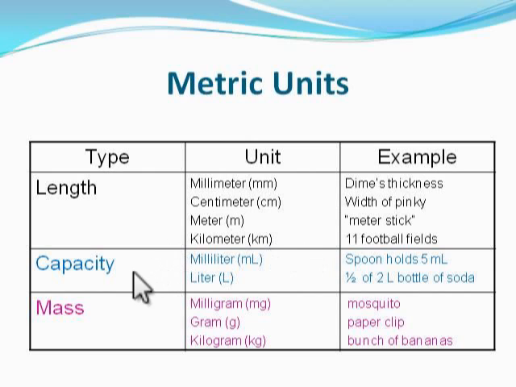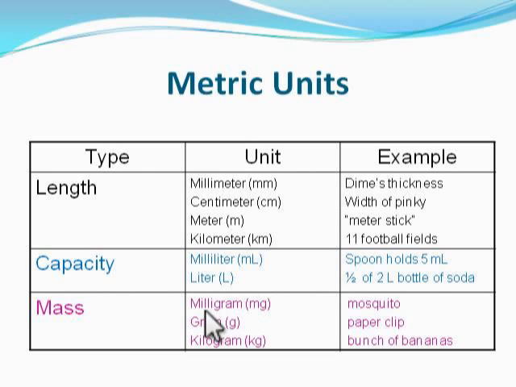Capacity is measuring liquid. We only have 2 measurements for that, milliliter and liter. A milliliter is quite small. A teaspoon is 5 milliliters. So 1 milliliter would only be about 1/5 of a teaspoon. So that's quite small. Whereas the liter is much larger. I'm sure you're familiar with a 2-liter bottle of soda. So obviously 1 liter would be half of that. They do make 1-liter bottles. You may have seen those too.